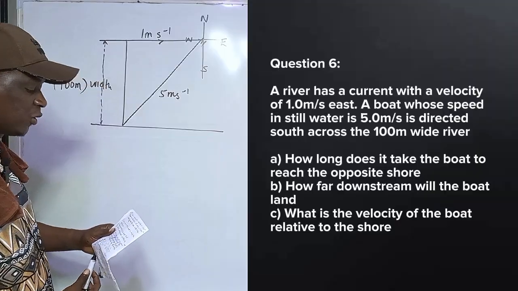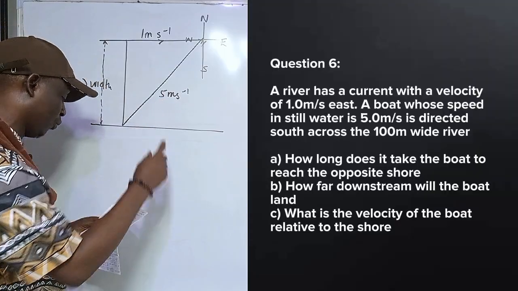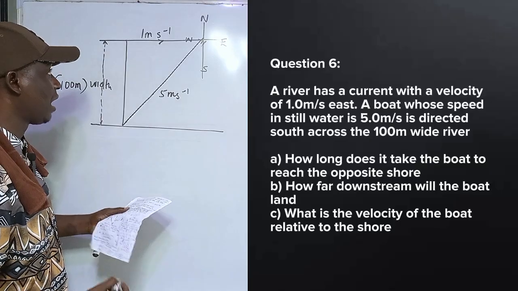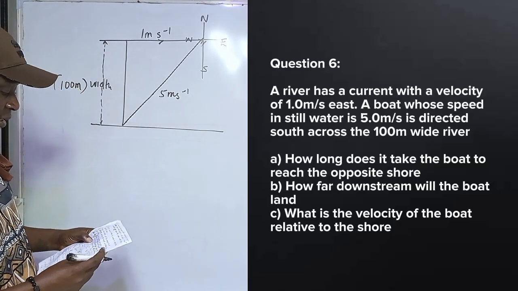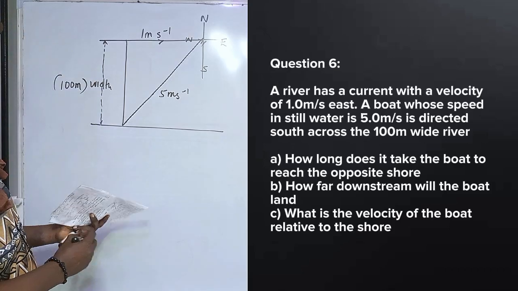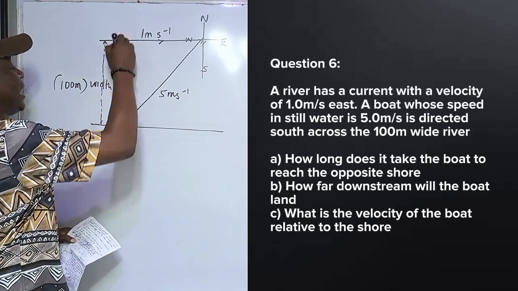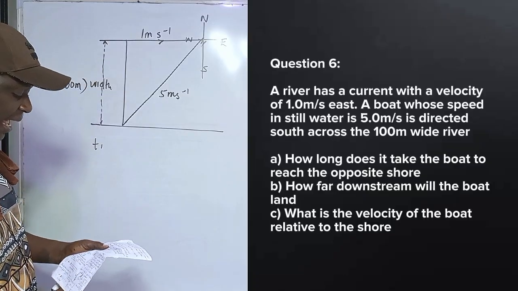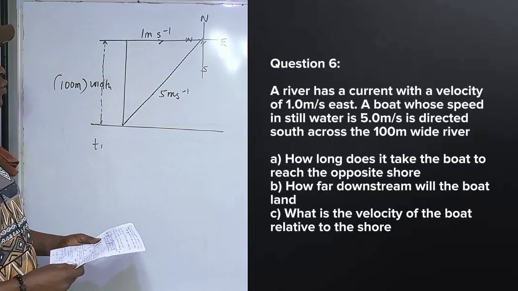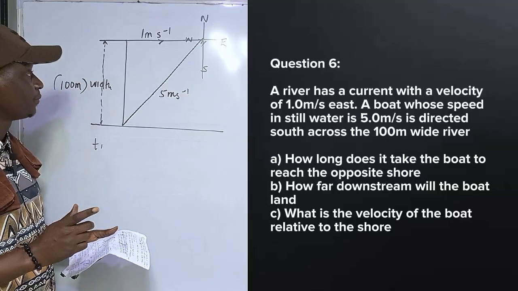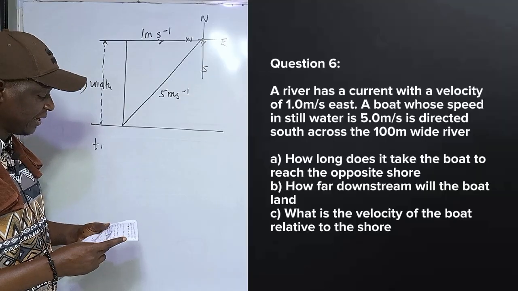So they said a boat whose speed is in still water. This is the velocity of the boat in still water. It is directed across the river. Now they say, how long does it take the boat to reach the opposite bank? How long? They are looking for time. Time is what? We need to get our velocity first. But if you check the question very well that they gave us, they say what?